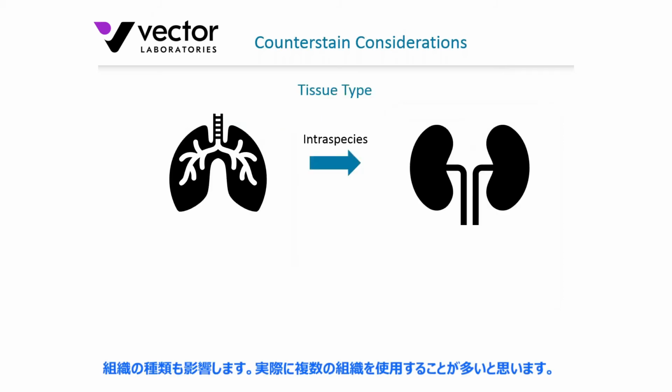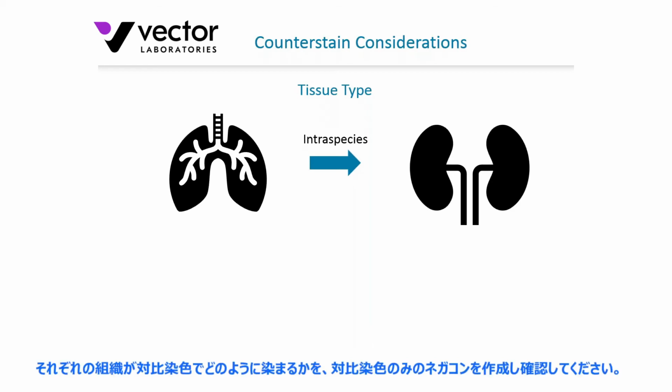Tissue type also factors in. I know a lot of investigators simply don't work on one type of tissue, but if you're working on, say, the example I've got here is lung tissue, you also want to look at the expression of the same antigen in kidney tissue. Take a step back a minute and just understand that these will be different tissue types, and it will factor in with how the counterstain appears on that given tissue. So run that negative control.